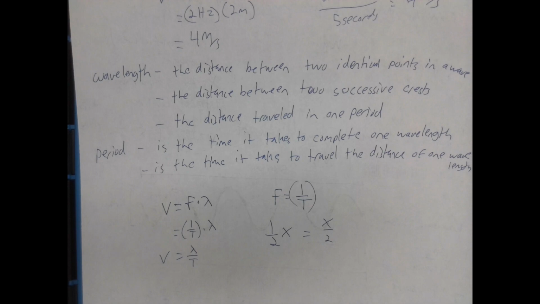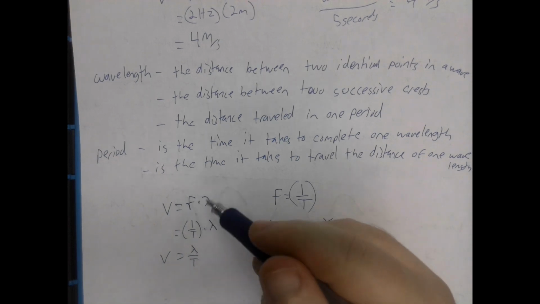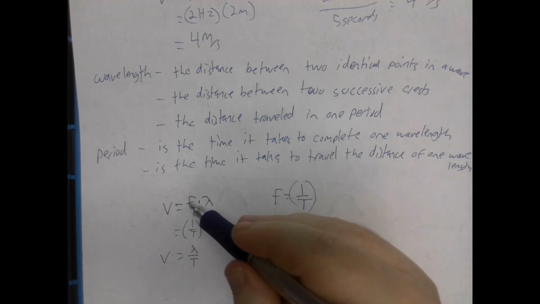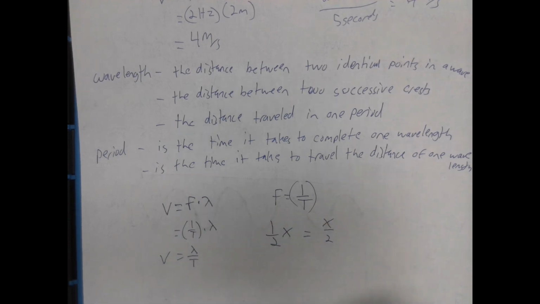If I were to keep frequency the same and double the wavelength, what happens to the speed of the wave? If I were to double frequency, or no, if I were to keep frequency the same and double wavelength, what happens to the speed of the wave?